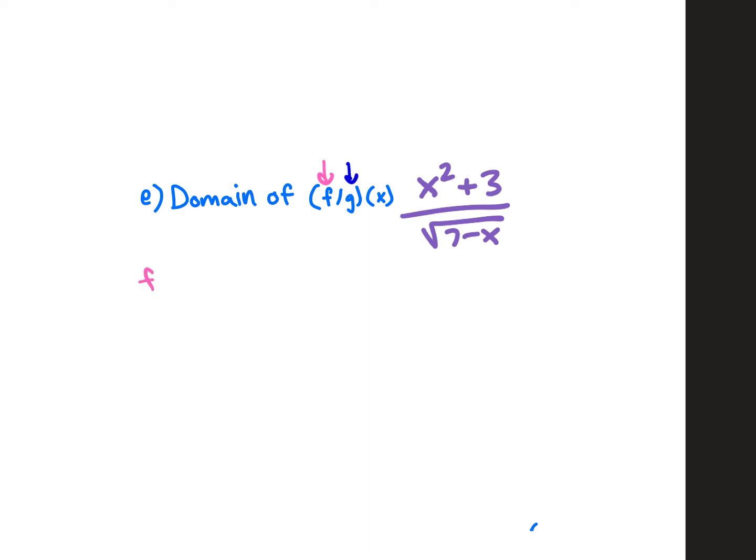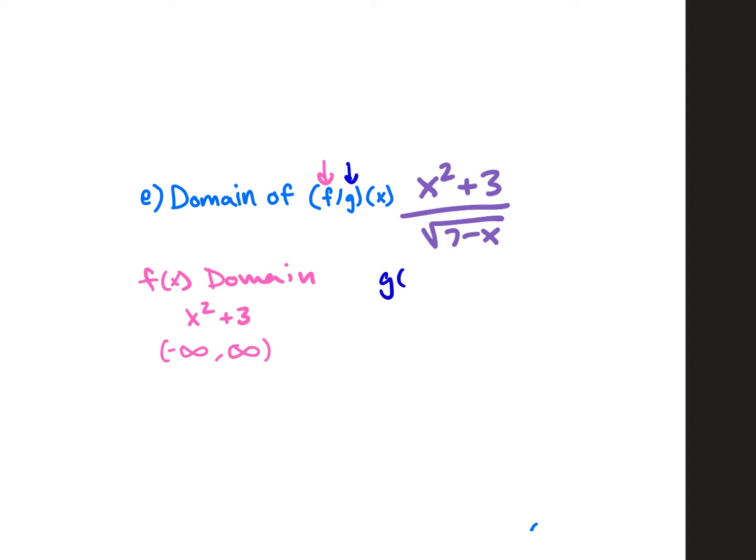So our f of x domain, I have x squared plus 3. There's no number that I can't plug in here. Our domain is negative infinity to infinity. We can plug in whatever we want. It's all real numbers. We don't have a restriction on x.